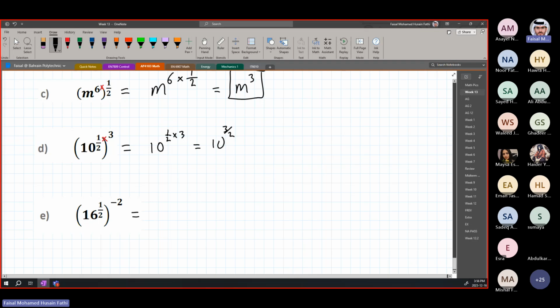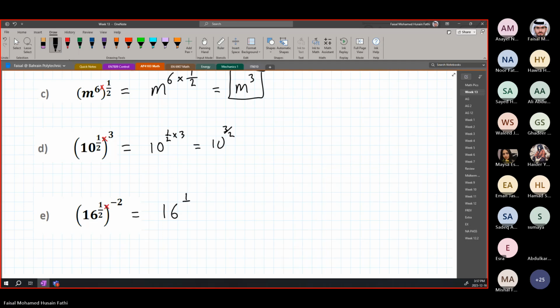And the last one, 16 to the power, again, this is multiplication. So 16 to the power of half times minus 2. So this is equal to 16 to the power of minus 1. Do you understand how this is 16 to the power of minus 1? Because if we have half times minus 2, this is equal to minus 2 divided by 2, which is equal to minus 1.